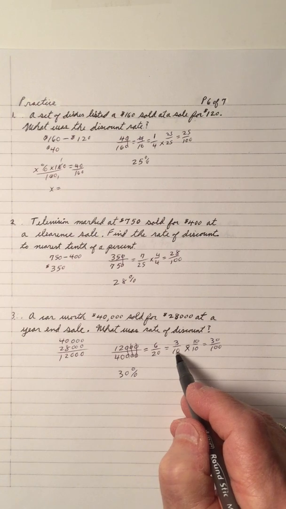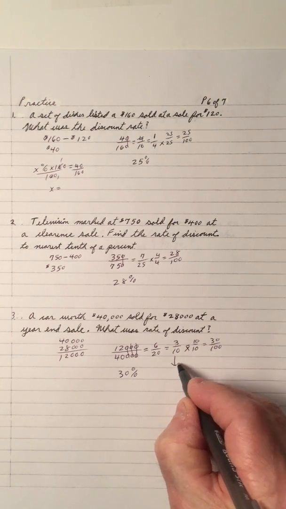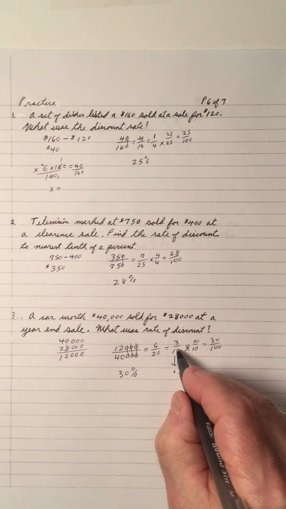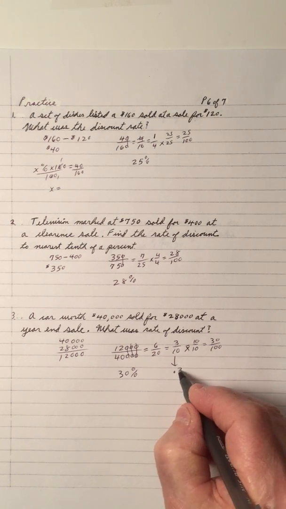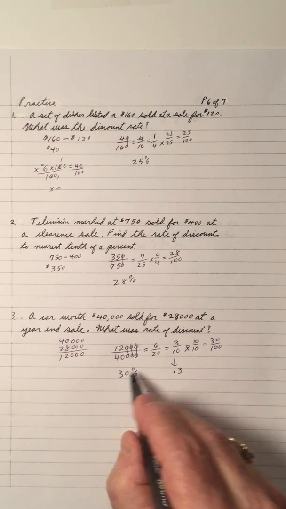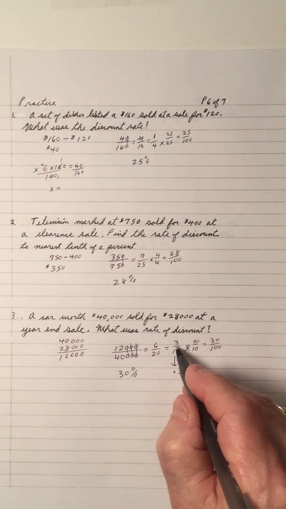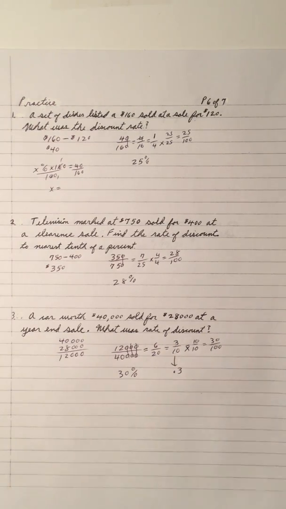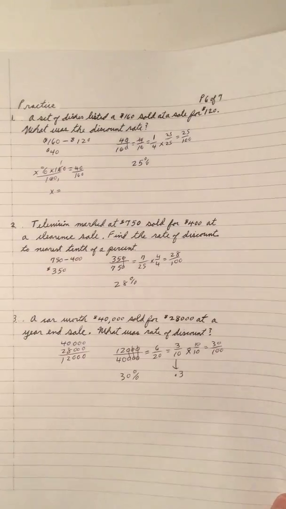Notice I had 3/10, and 3/10 is in the tenths place. So 3/10 is actually decimal 0.3, because the 3 goes into the tenths place when you're dividing by 10. And to change a decimal to a percent, you move the decimal 2 places to the right. So convert it to a decimal, or change your fraction to a decimal, then change it to a percent.